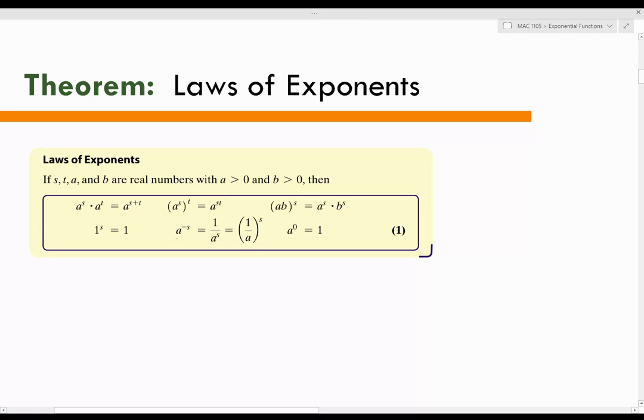Anytime we have a base raised to a negative exponent, we can make the exponent positive by taking the whole expression and moving it to the denominator. And if you have a fraction, it's the same thing as raising each of the numerator and denominator to the power. And if you have any base raised to the 0 power, it's equal to 1. Those are going to be useful to us, especially when we start to solve exponential equations.